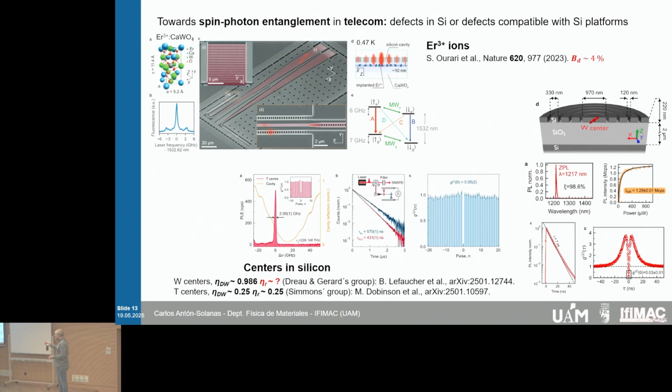And I would like to mention this implementation with erbium ions that can be coupled to a silicon cavity, and also different research groups working with centers in silicon, especially the group of Anaïs Dreux and Jean-Michel Gérard in France, and also the group of Simmons in Canada, where they are studying different types of centers with different optical properties in order to maybe eventually do quantum computation and communication with this material.